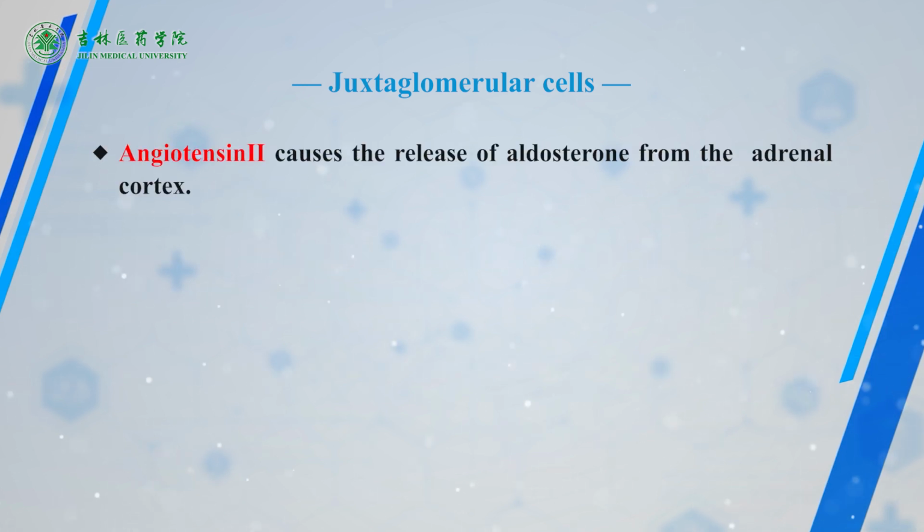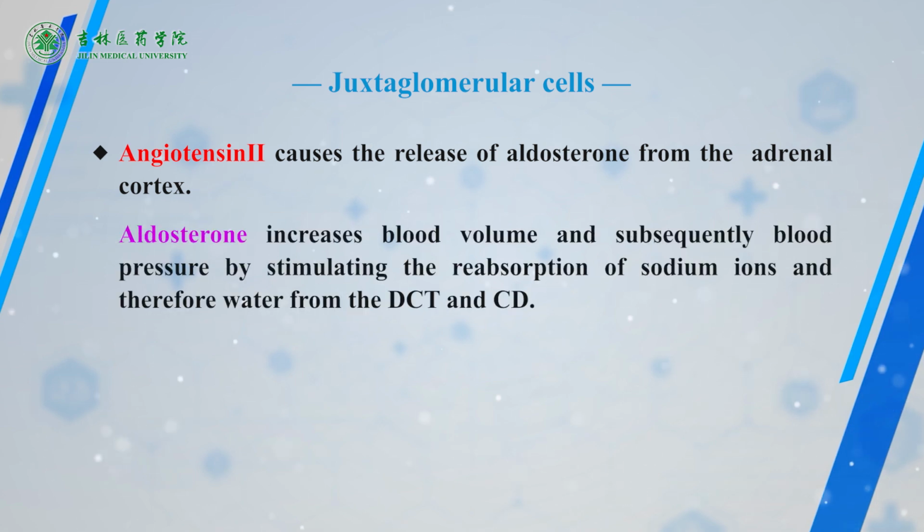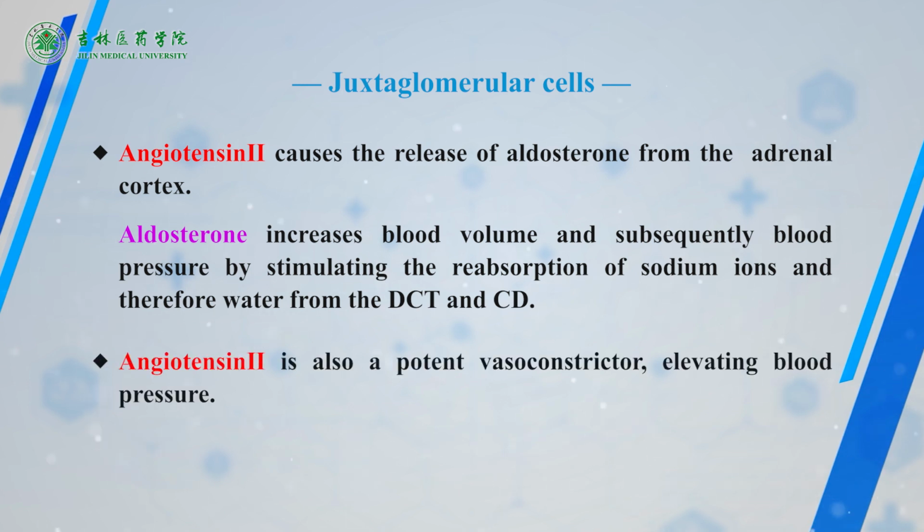Angiotensin 2 causes the release of aldosterone from the adrenal cortex. Aldosterone increases blood volume and subsequently blood pressure by stimulating the reabsorption of sodium ions and therefore water from the DCT and CD. Angiotensin 2 is also a potent vasoconstrictor, elevating blood pressure.